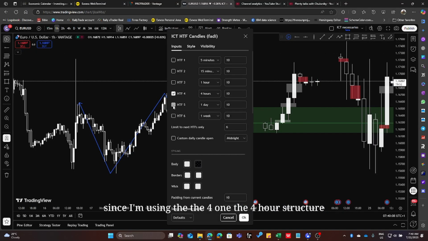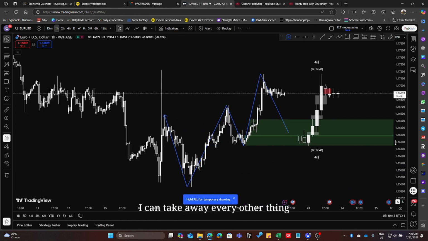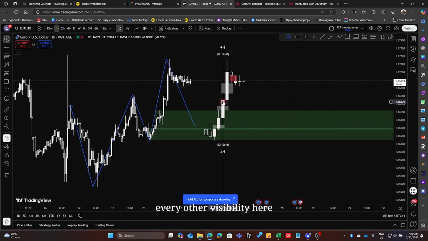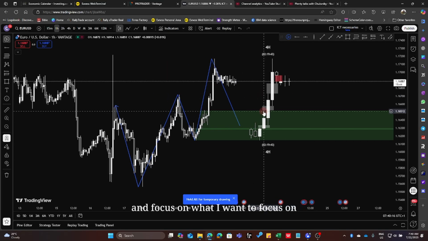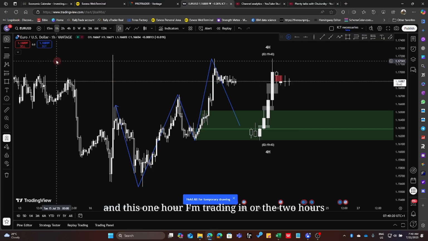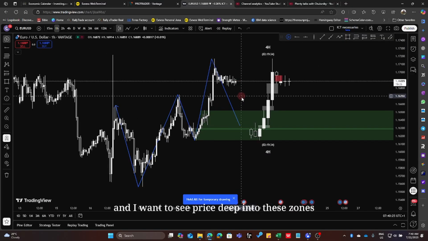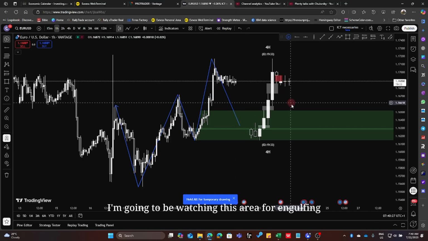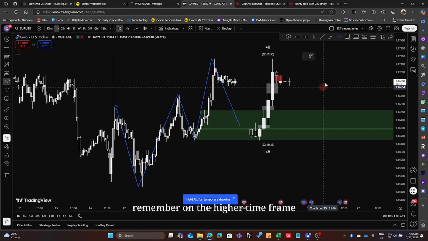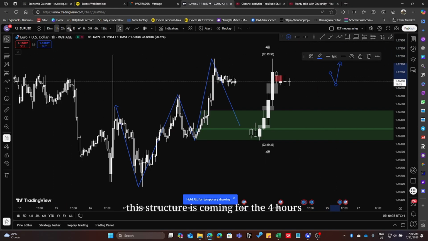Since I'm using the 4 hour structure, I can take away every other visibility here and focus on what I want to focus on. Now I'm focused on just the 4 hours and this 1 hour I'm trading in, or the 2 hours I should be watching out. And I want to see price dip into these zones. I'm going to be watching this area for engulfing. Remember, on the higher time frame, I want to see engulfing. This structure is coming for the 4 hours.